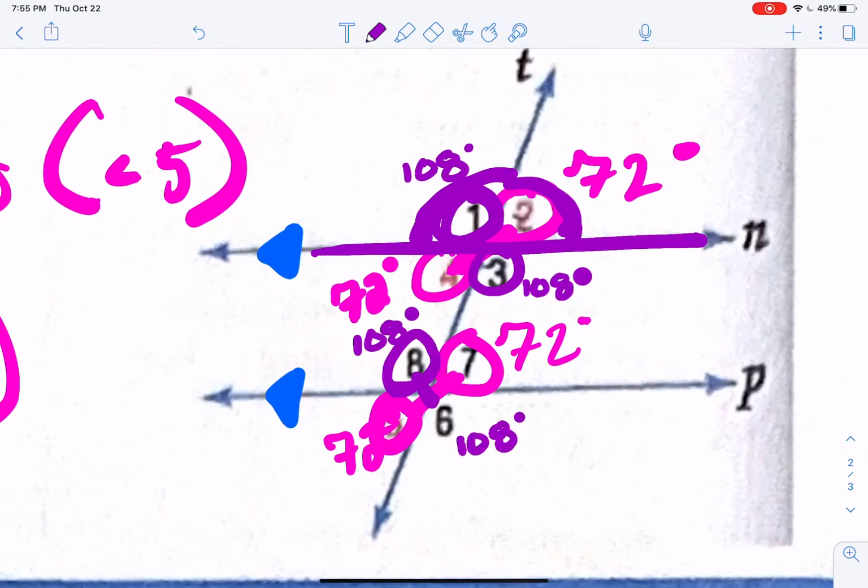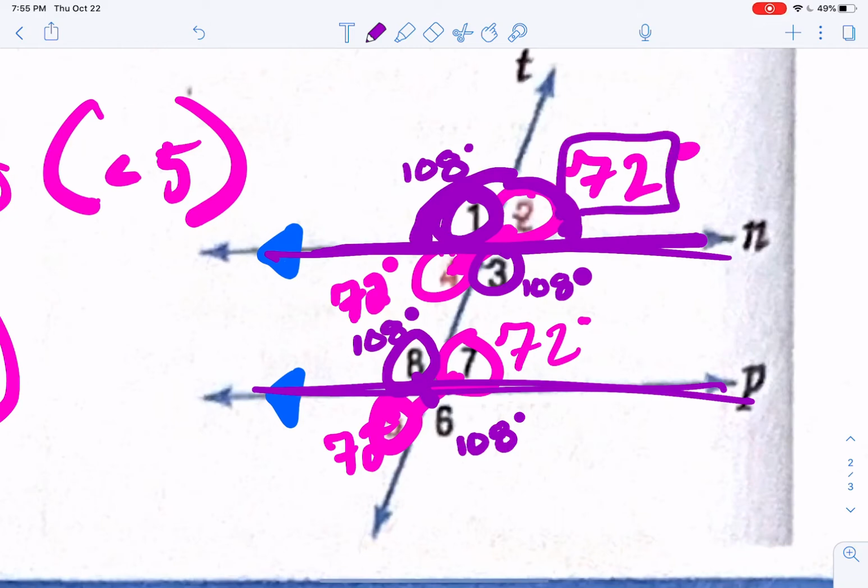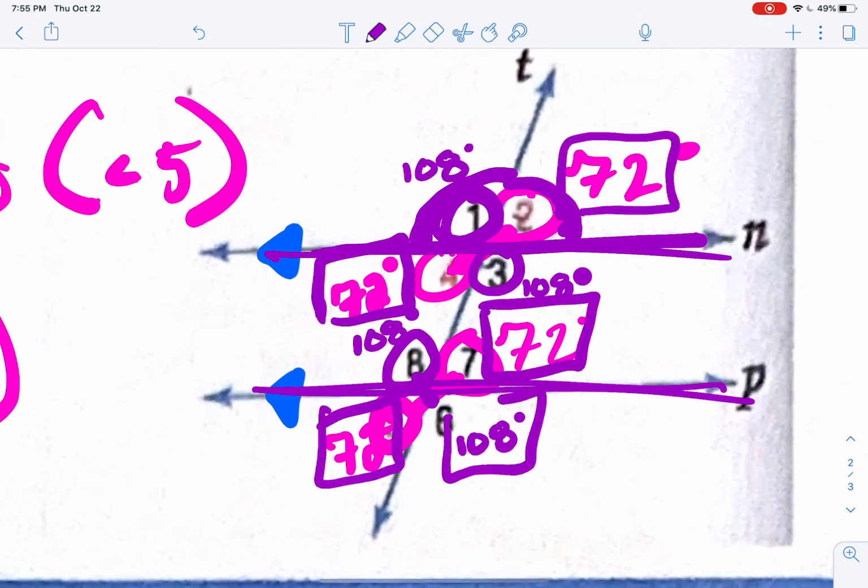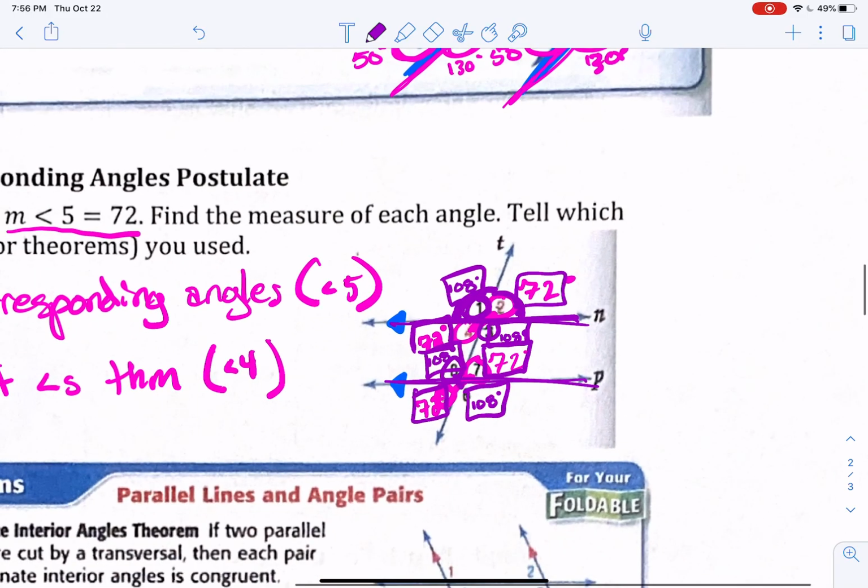Now, there's kind of a trend that goes along with this, because if you have lines that are parallel to each other, and you have a transversal going through them, you will only ever have two angle measures involved, okay? And then one angle measure, like 72 degrees, is represented with 4 different angles. And then you'll have 4 different angles that are the other, 108, okay? So you'll have 4 angles that measure one degree and 4 angles that measure the other degree, as long as you have 2 lines that are parallel and a transversal going through them, okay?